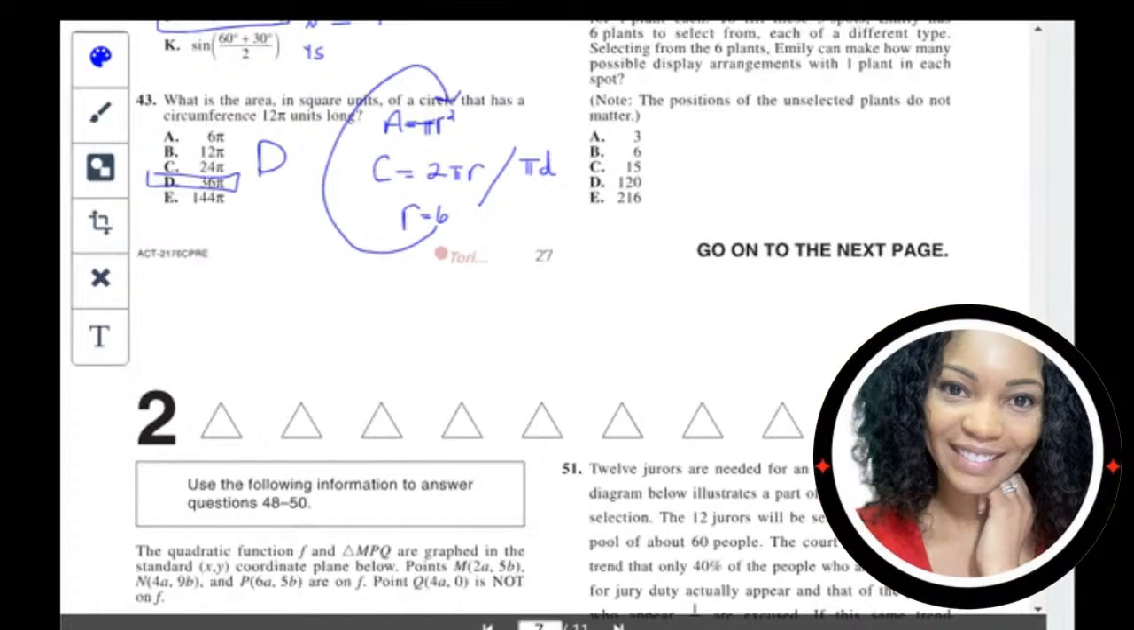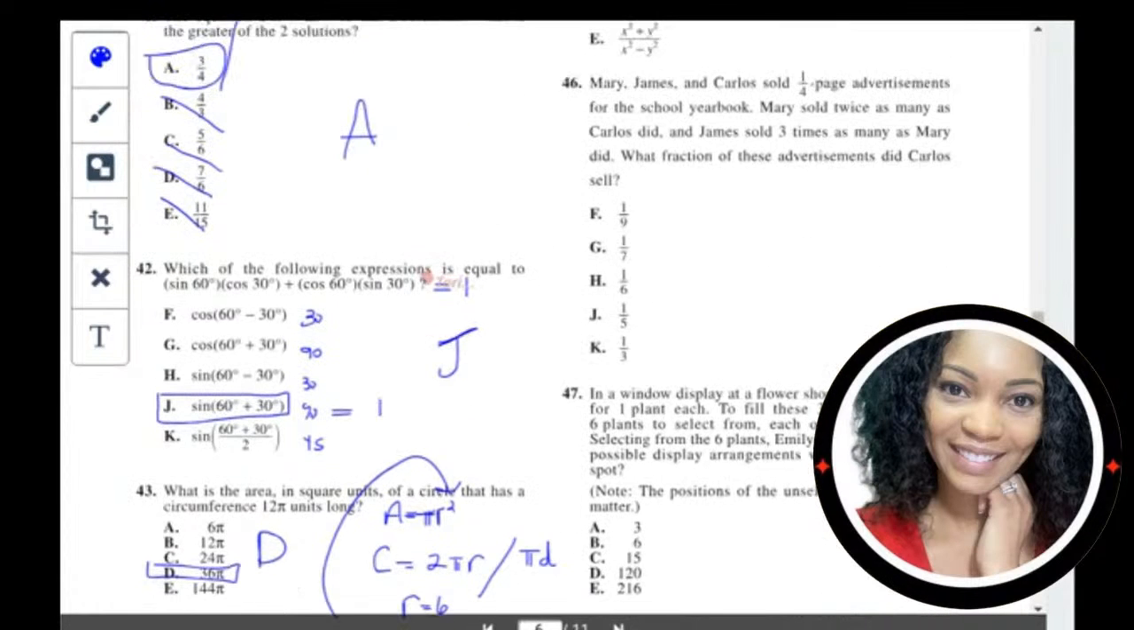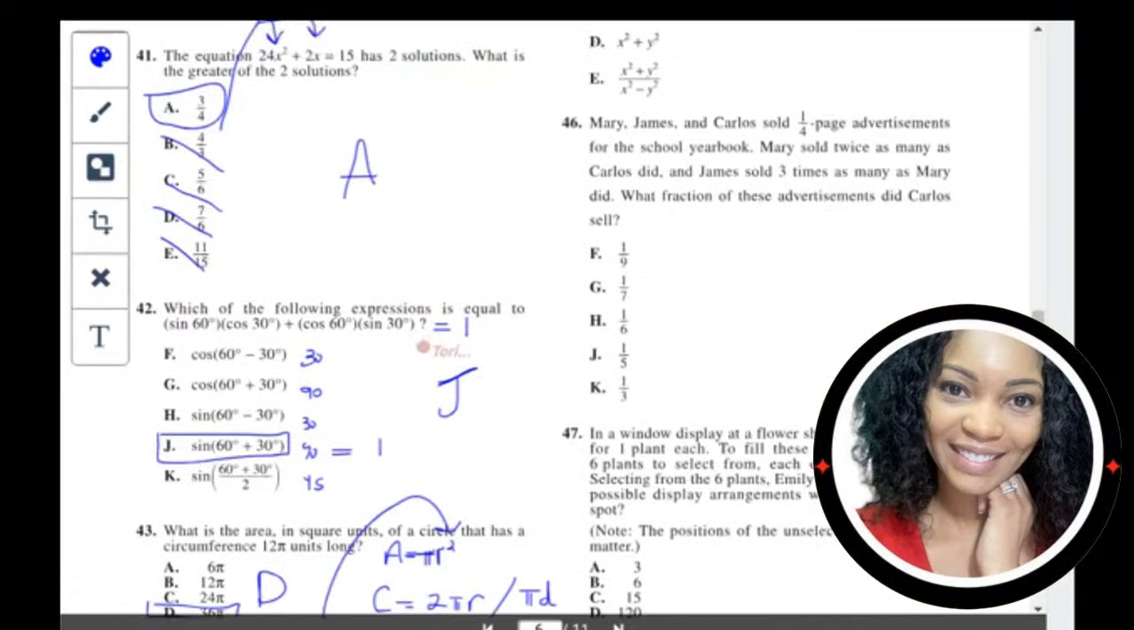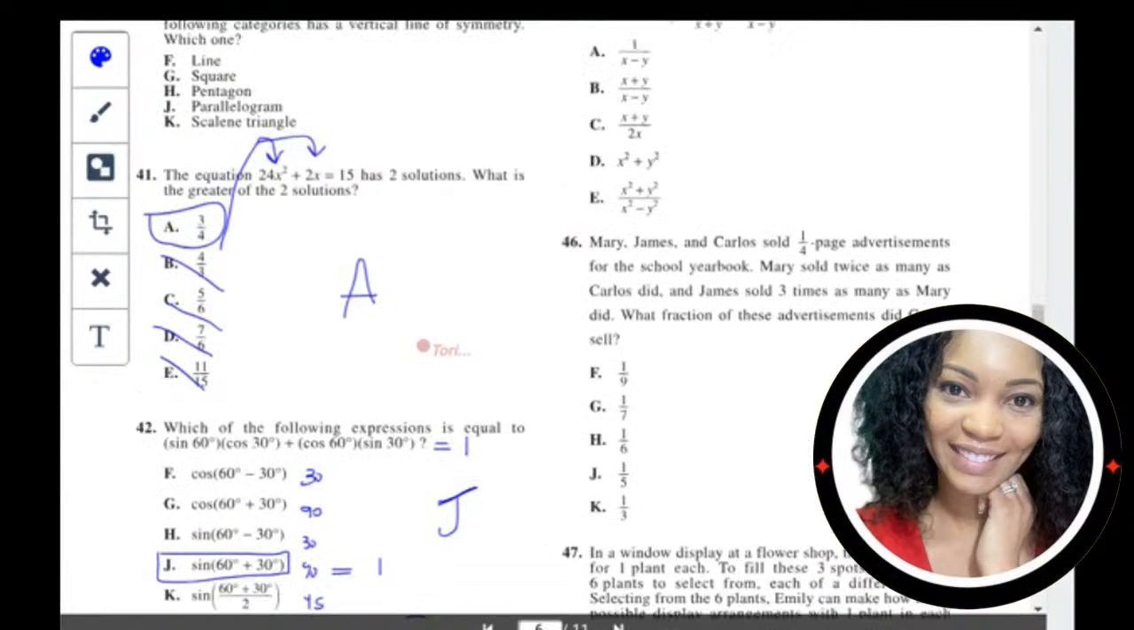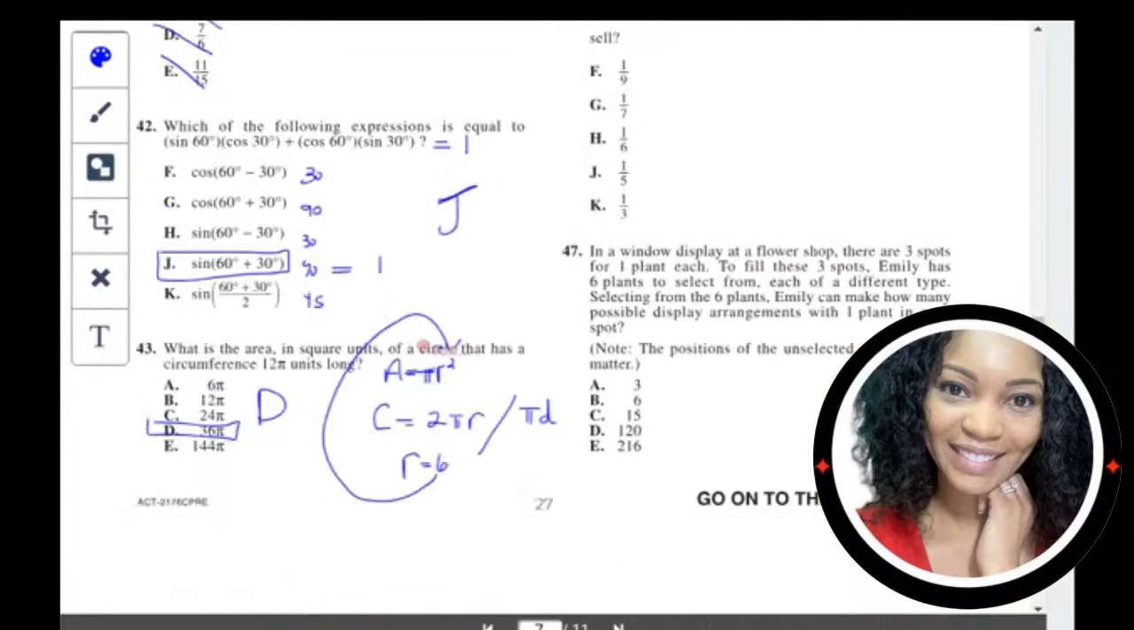All right. So I hope that made some problems that might have seemed like they were rather difficult a little bit simpler for you with us breaking it down that way.